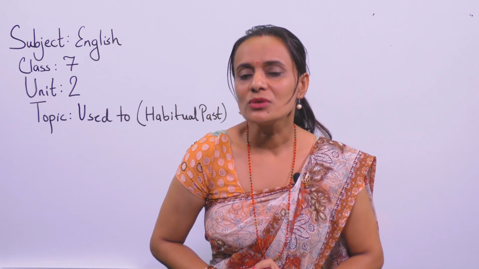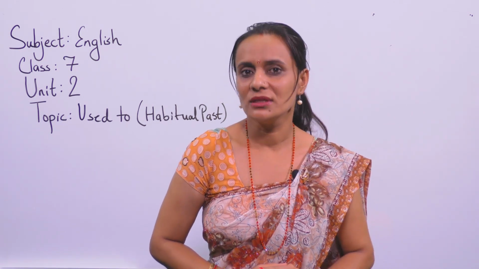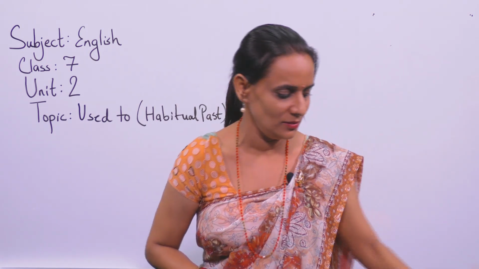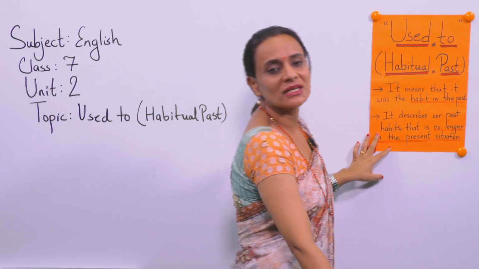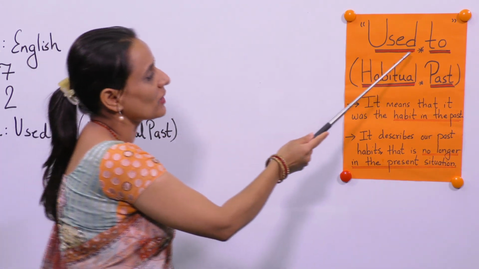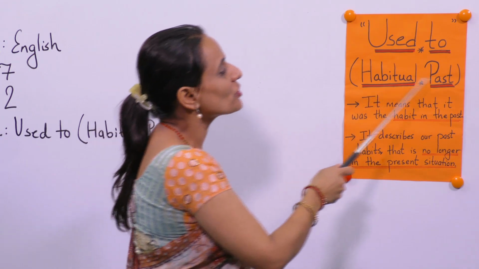To clarify this topic, to know about what is used to, where it is used, how it is used, I brought it in a chart also in the very simple form, and after that we will go through the slide also. Let's see it here. Okay, I have pasted here the chart. It's our today's topic, used to, and it's used for the habitual past.